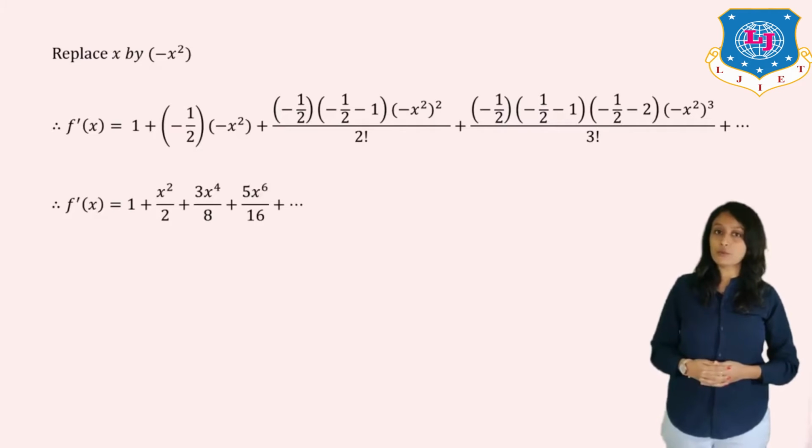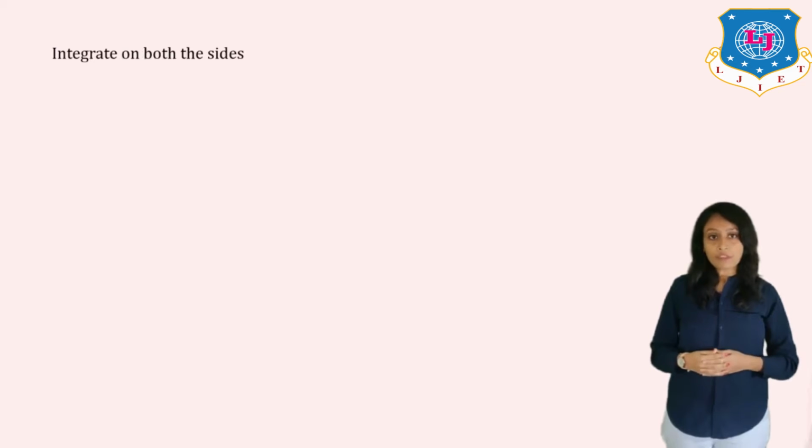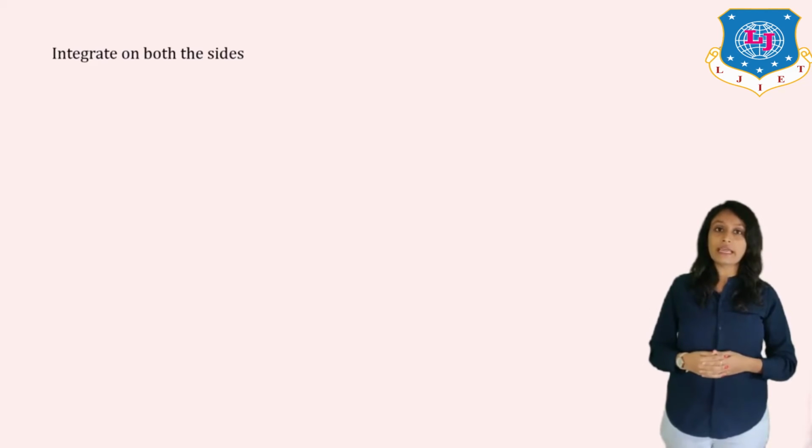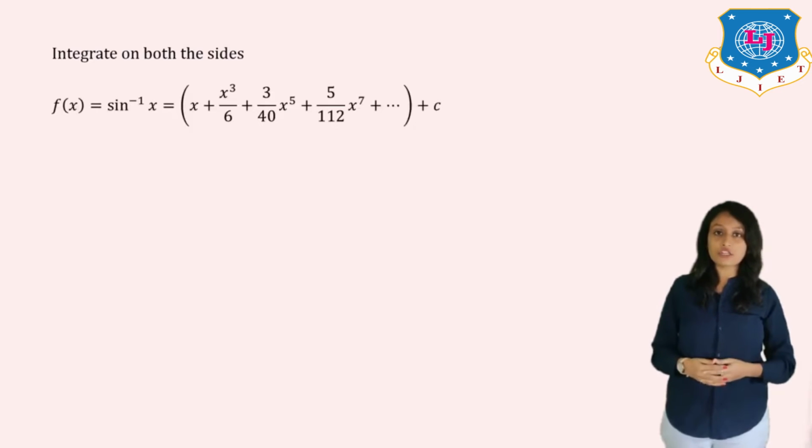On simplification you will get f dash x as 1 plus x square upon 2 plus 3x raised to 4 upon 8 plus 5x raised to 6 upon 16 and so on. Now here we have the answer in the form of f dash x. So to convert it to f(x), we have to integrate it, right? So on integration, we'll get the f(x) function, that is sin inverse x. So integrating it, you will get the answer x plus x cube upon 6 plus 3 upon 40 x raised to 5 and so on plus c.